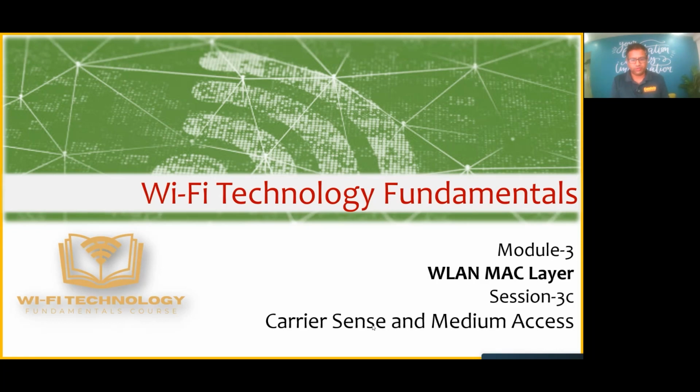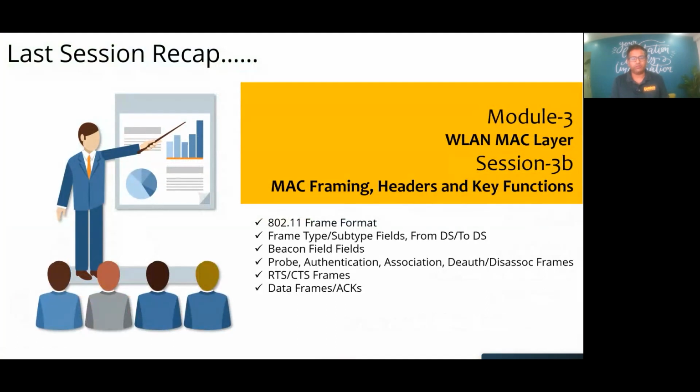So before we jump into today's session, let us just quickly recap what we discussed in the last session. In the last session, we were talking about mostly MAC framing, headers, and the key functions of the headers. We started with the base .11 frame format. We explained what is the base .11 frame. We said it's going to have a header and then a frame body, which is basically the IP payload, and it will have an FCS or an error checking mechanism at the end.